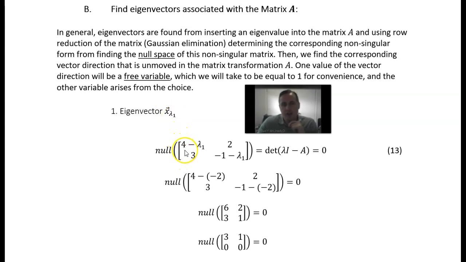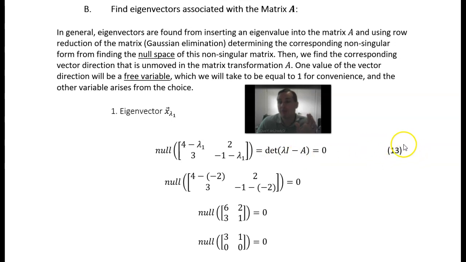We're going to take the null space of 4 minus lambda 1, 3, and then 2, and then negative 1 minus lambda 1. So that is, we're going to take the determinant of lambda I minus A and make that equal to 0. And this lambda here is lambda 1. Okay, so by the way, the determinant of A minus lambda I is what we actually have written here. But because it's equal to 0, you could reverse that and call that the determinant of lambda I minus A.